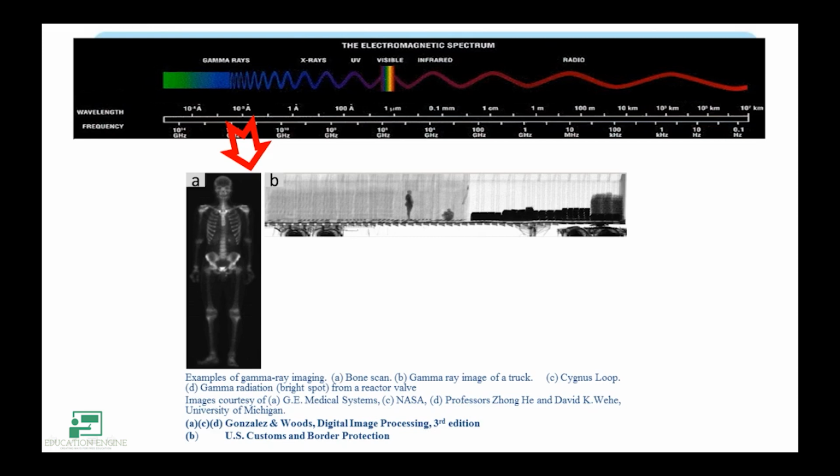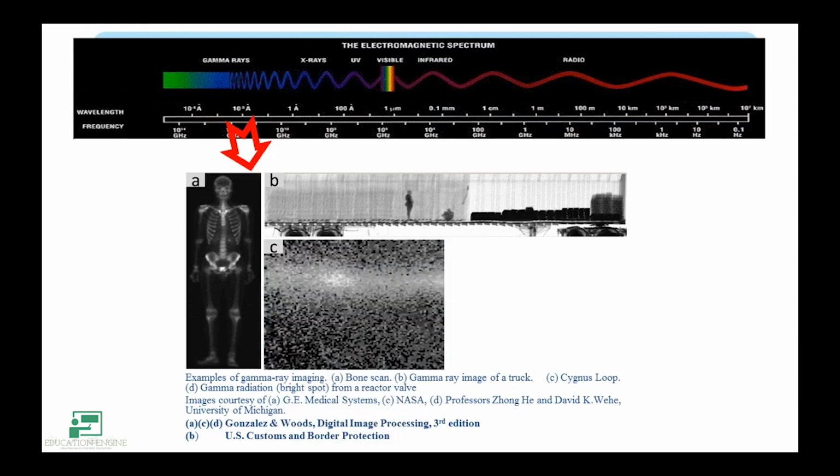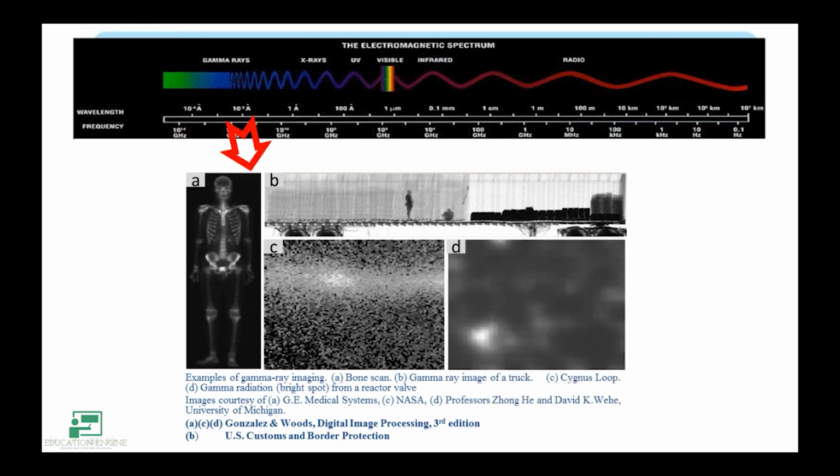We also have instances where an image is obtained using the natural radiation of the object being imaged. This is the case, for example, of the star in the constellation of Cygnus, which exploded about 15,000 years ago, generating a superheated stationary gas cloud known as the Cygnus loop. And this is what this figure C shows here. Similarly, we can observe the natural radiation of an object being imaged as here the bright spot from a reactor valve.